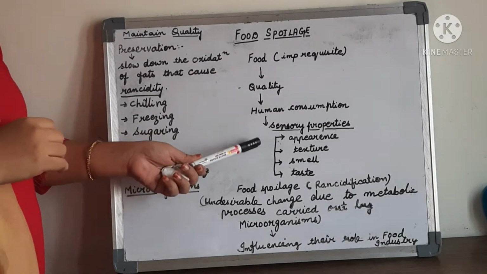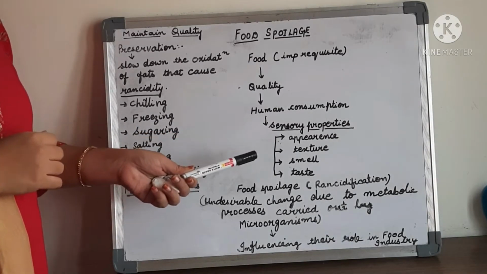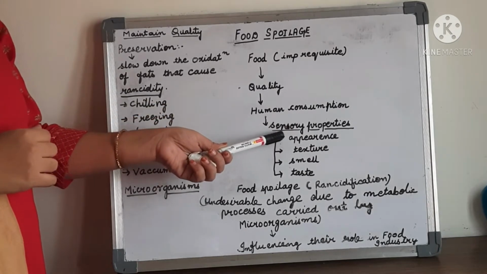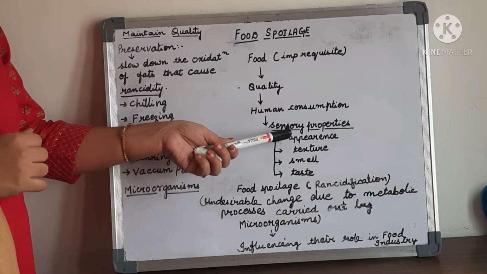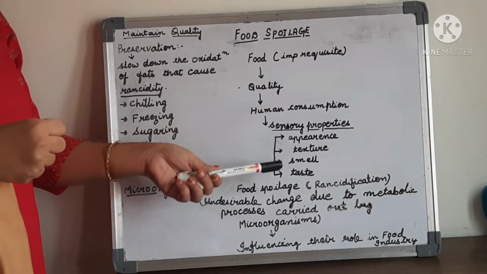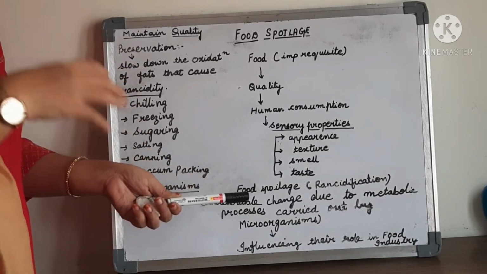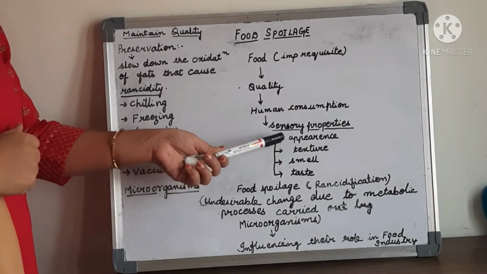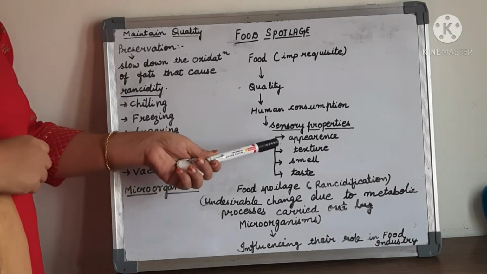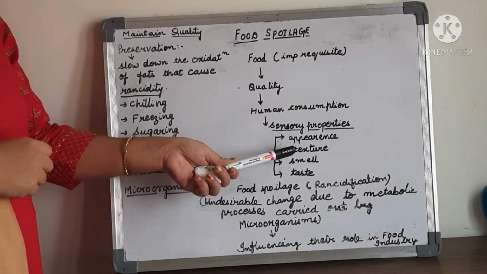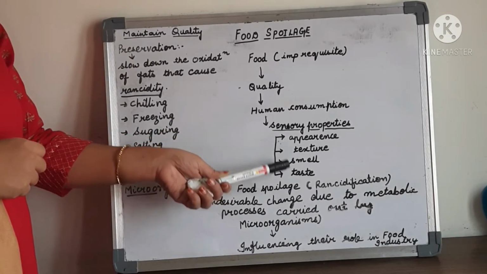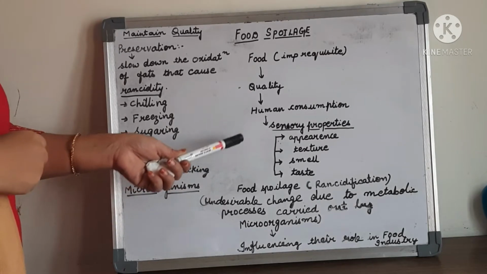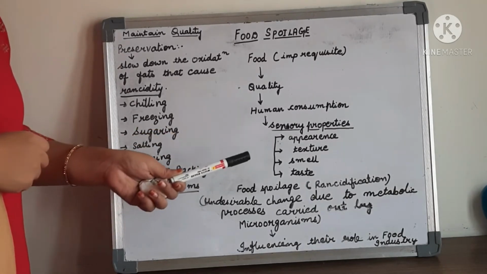When we want to consume food, we judge its quality by certain properties. Those properties are called sensory properties. Why do we call them sensory properties? Because we can judge the quality of food using our senses. We try to judge the quality of food through its appearance, texture, smell and taste. Those are the sensory properties of food we generally take into consideration when we want to consume a particular variety of food.